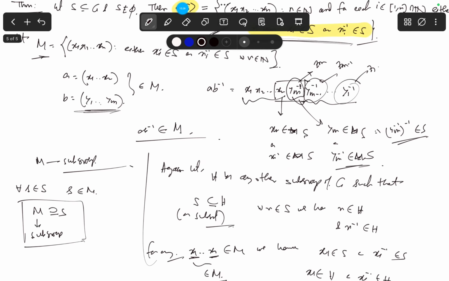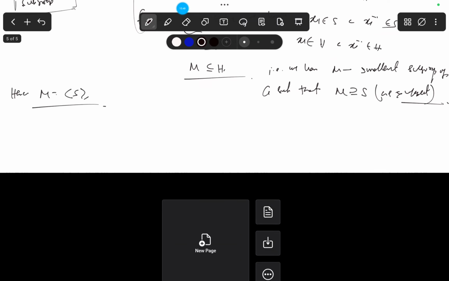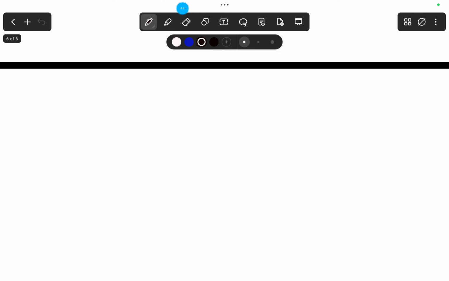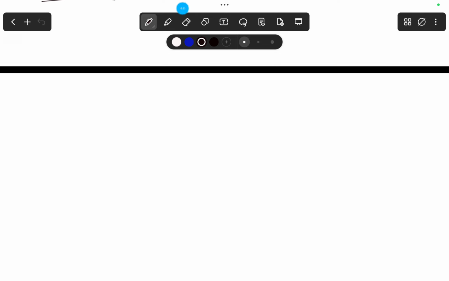So this is a way to characterize the subgroup generated by some subset of a group. Now let us move to some other very important stuff, something called the cosets and Lagrange's theorem.